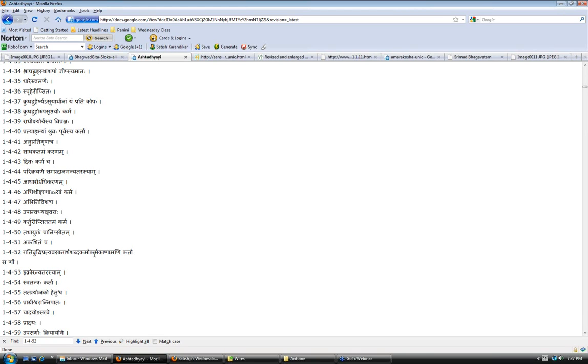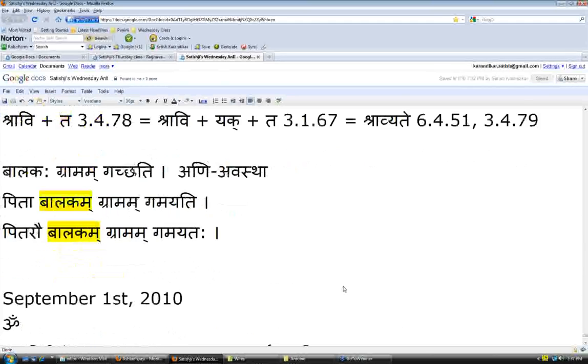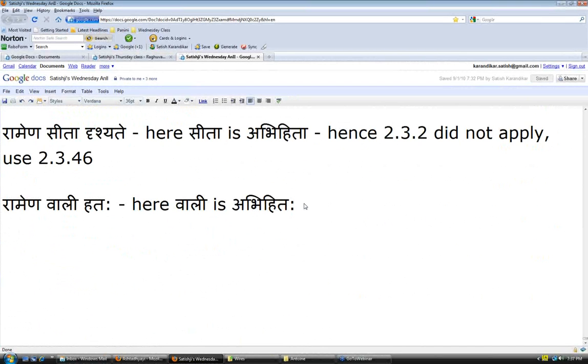So now this karma sanya will come, and then you get the karmani dvitiya by 232. So this is how we got this sentence, how we got this pita balakam gramam gamayati. Here we use these two sutras: 1452 to give balaka the karma sanya, and then 232, which is karmani dvitiya.